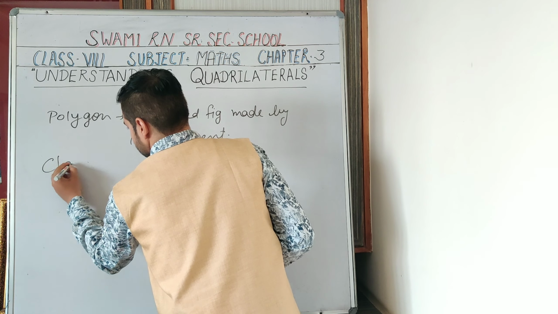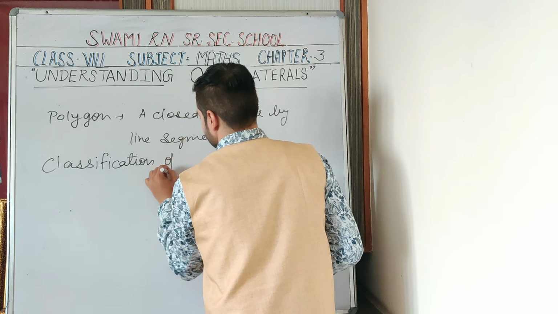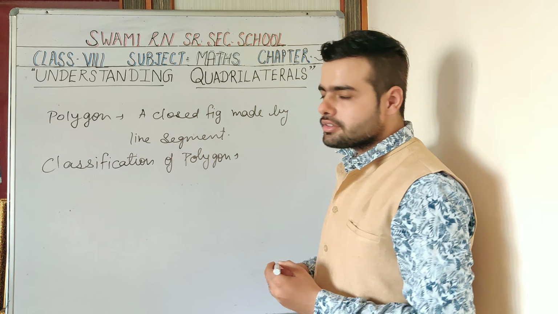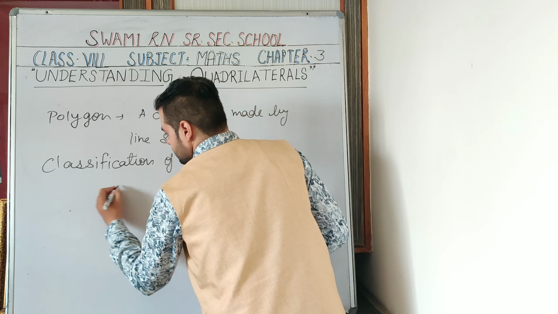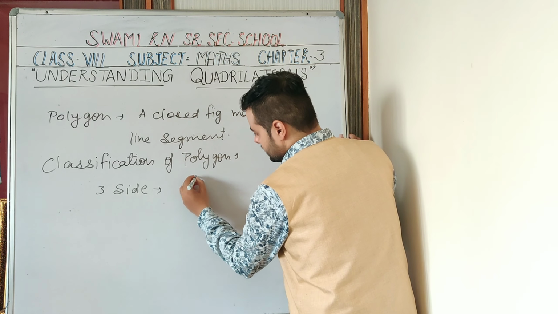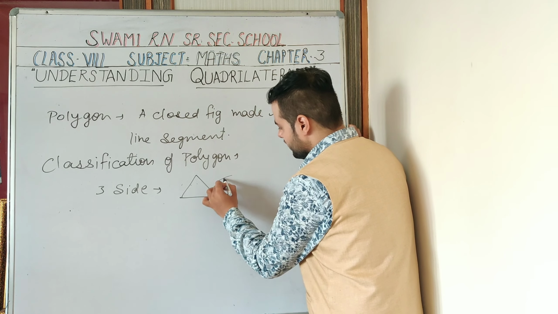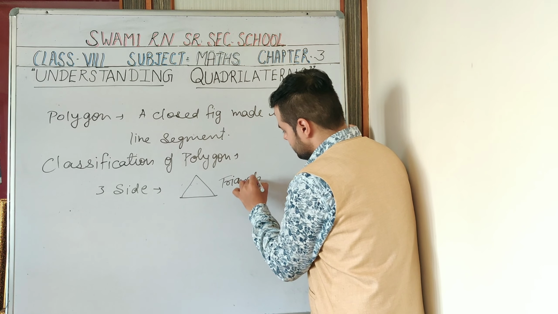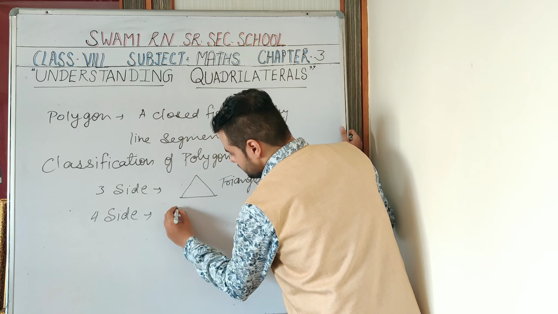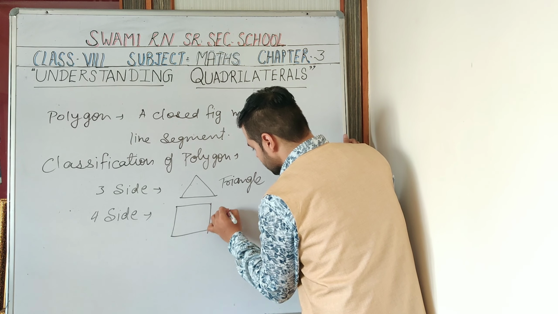Now we will discuss the classification of polygons on the basis of sides. It depends on sides. For example, three sides. We will make that figure here. This one, a three-sided polygon, is known as a triangle. Four sides: 1, 2, 3, 4. A four-sided polygon is known as a quadrilateral.